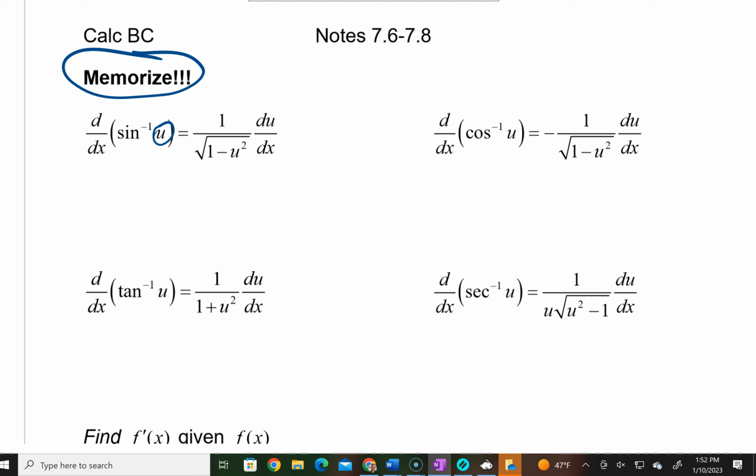What is its derivative? 1 over the square root of 1 minus u squared, and then you do the chain rule. Take the derivative of what's inside. The derivative of u with respect to x is du dx. Now, the derivative of inverse cosine, by the way, inverse cosine is also known as arc cosine. Very important for us to remember that.